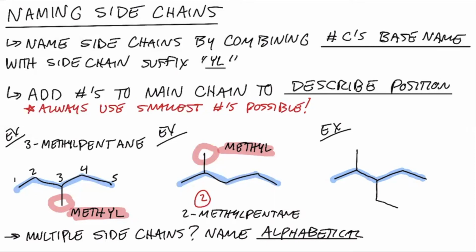Let's take some time to identify our side chains. Up here at the top, we have our friend from before, a single carbon for a methyl substituent. But now we have a second one, which is this group down here, which now consists of 2 different carbons. So we have to go for the 2-carbon base name, E-T-H, add our -yl suffix, and then we get an ethyl group.